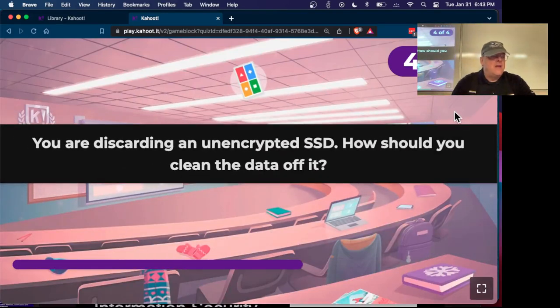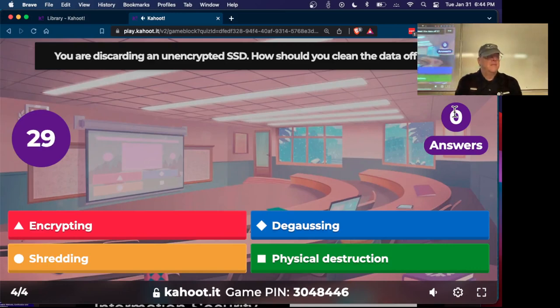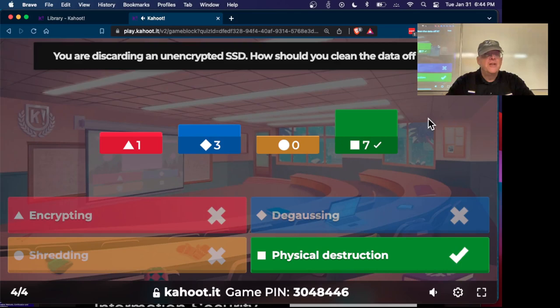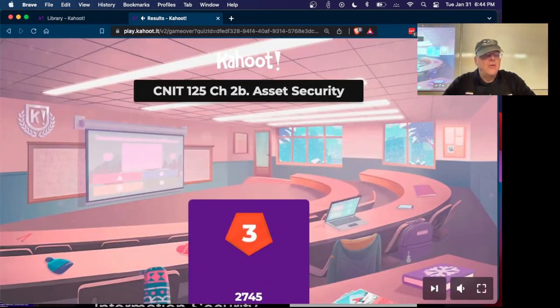And if you're discarding an unencrypted SSD, how should you clean it? Physical destruction is the only thing you can do at that point. Encrypting it at this point is going to do no good because there's already unencrypted data on there, and you can't guarantee to overwrite it all.